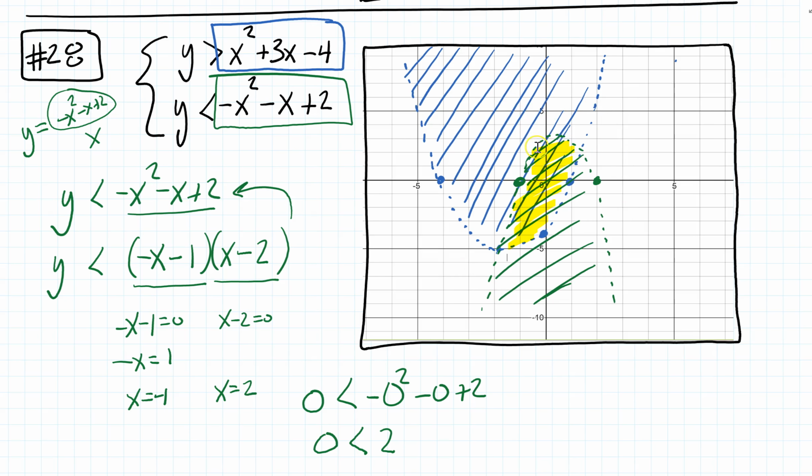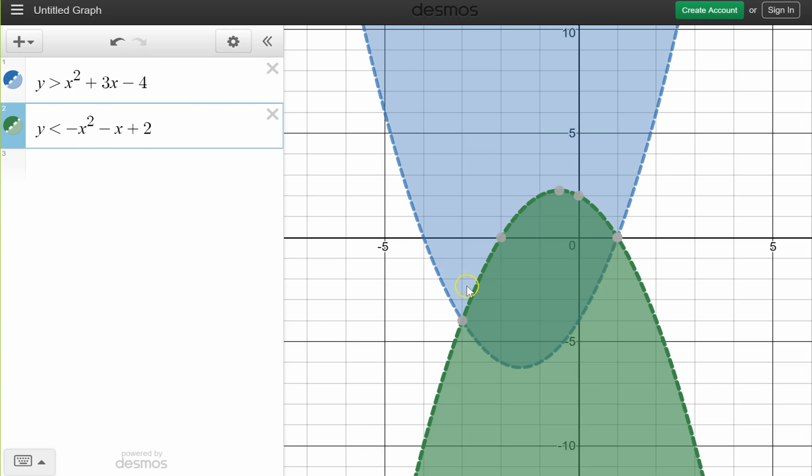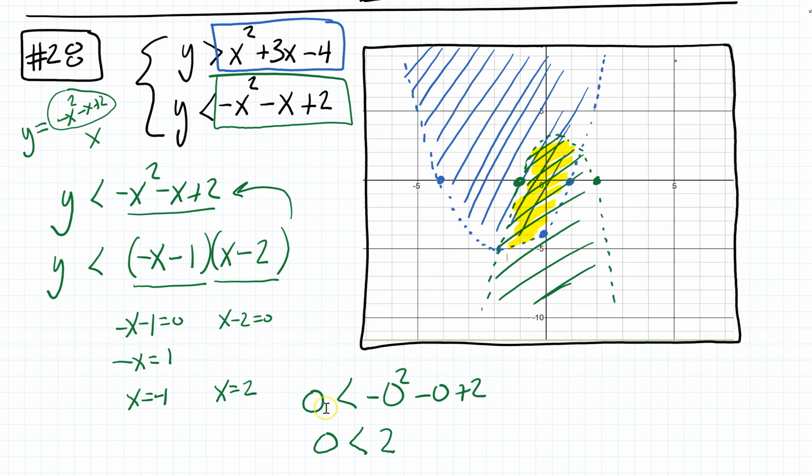So this is what you'd be expected to do on the test. What it looks like a little more cleanly is this part right here. You can see that the shaded region inside here is the one that makes both these inequalities true. And that's number 28.